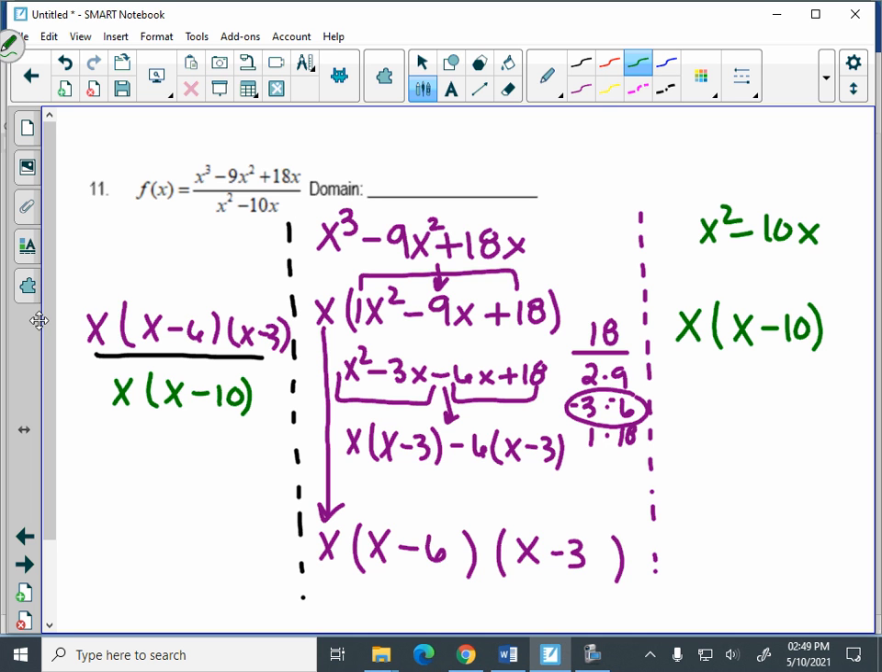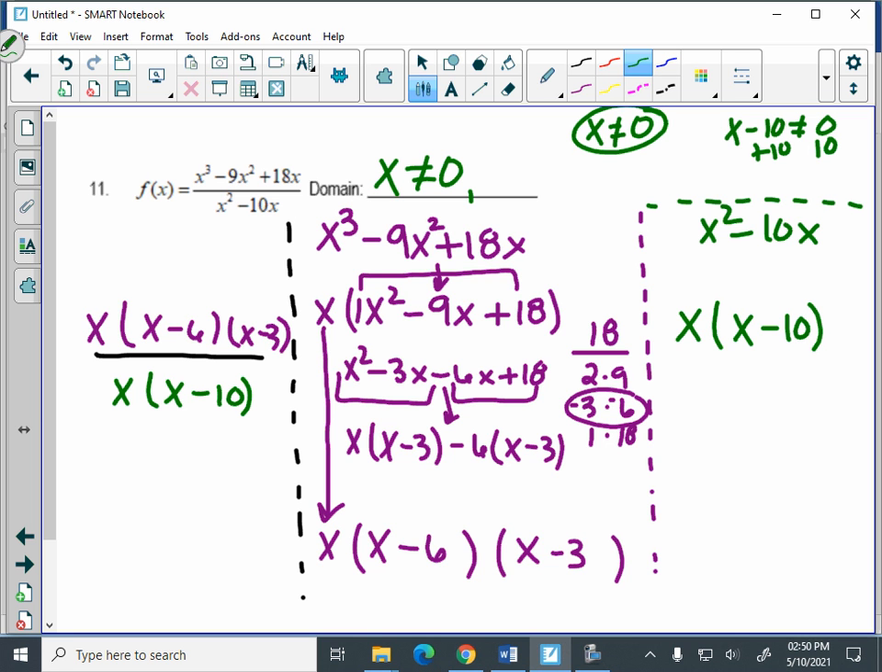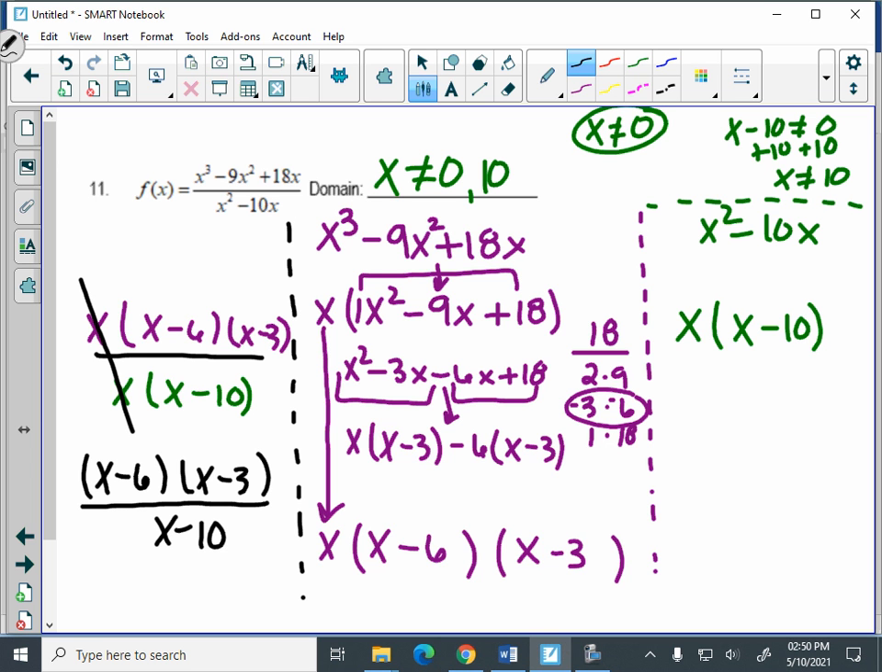Now to find your domain, you just solve. So take your denominator and say they can't equal 0. This one's already solved for, so that's one of the things that can't be in our domain, 0. And when we solve here, we add 10 to both sides, we get that x can't equal 10. So x can't equal 0, x can't equal 10, and then we cancel, and the only things that can cancel are those x's. So our numerator is x minus 6 times x minus 3, and our denominator just becomes x minus 10.